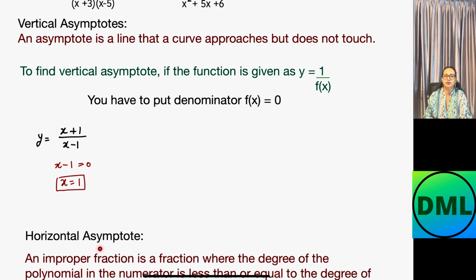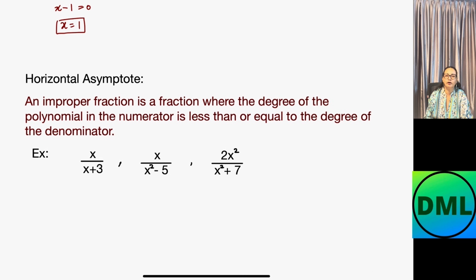Let's find the horizontal asymptotes here. First, we will look at what improper fractions are. An improper fraction is a fraction where the degree of the polynomial in the numerator is less than or equal to the degree of the denominator. So we have the example x over x + 1. The degree of numerator and denominator is 1, which is equal. x divided by x² - 5: the degree of the numerator is less than the degree of the denominator. 2x² divided by x² + 7: the degree of numerator and denominator is the same.